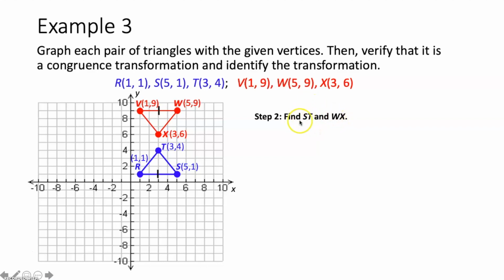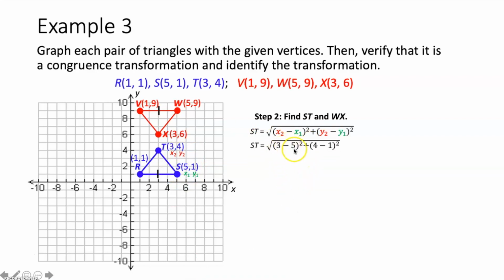So segment ST, how do I find the measure of segment ST? I use the distance formula. Here we can't count because it's a diagonal line. It's not vertical or horizontal. So what I'm going to do is pick one of these points to be x sub 1, y sub 1, the other one to be x sub 2, y sub 2. I plug these coordinates into their corresponding spot in the distance formula, and I simplify.